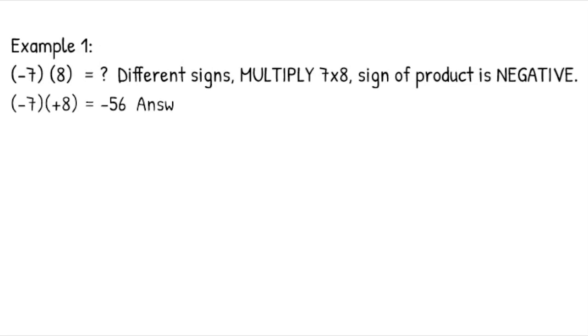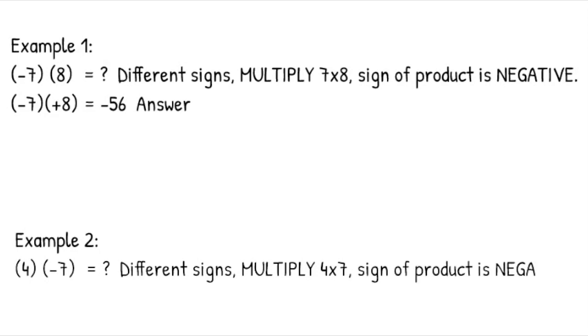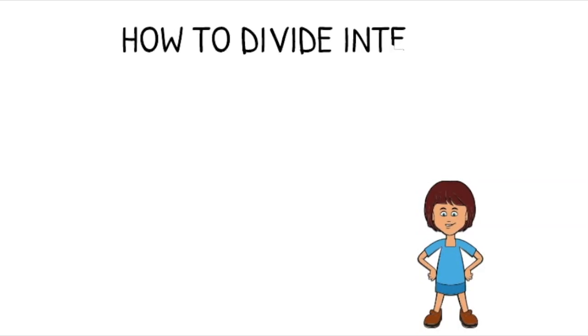Example 2. Positive 4 times negative 7. Again, same as previous example, numbers have different signs. Moreover, the product shall carry a negative sign. The final answer is negative 28. Currently, you already know how to add, subtract, and multiply integers. Last operation that we're gonna discuss is division. The rule of multiplication and division is the same in terms of its sign.